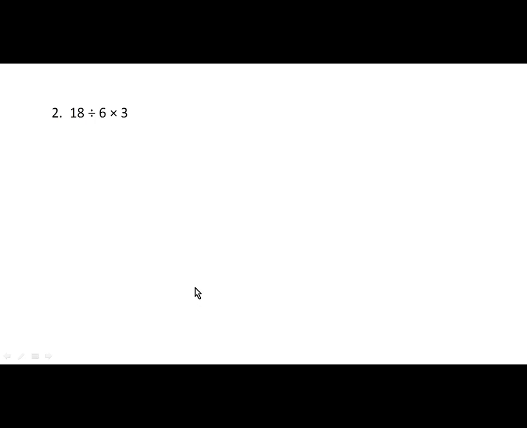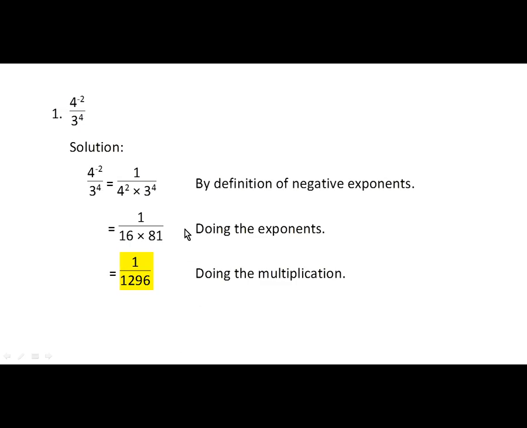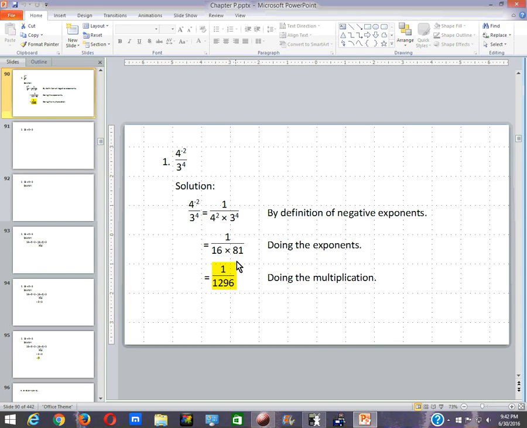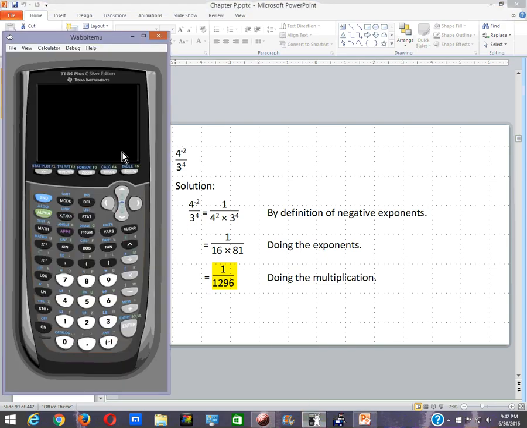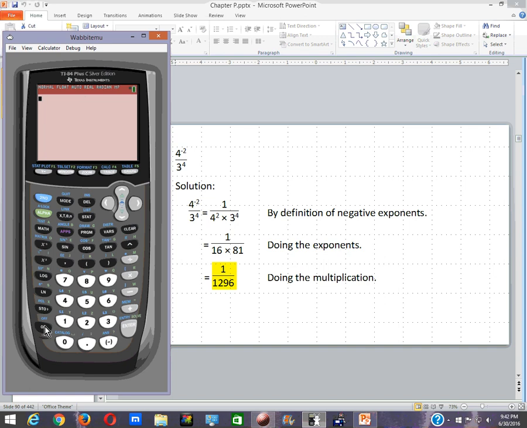Let me go back and do this one on your calculator just so you can see. So I've got my calculator going here. I guess I've got to turn it on. Okay, so I've got 4 raised to negative 2, get out of the exponent, divided by 3 raised to the 4, and then just press enter.